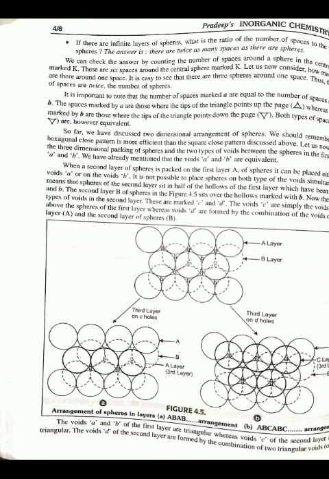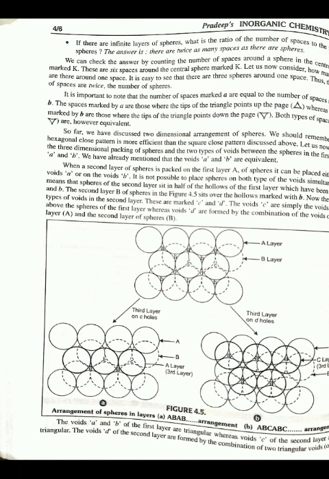If there are infinite layers of spheres, what is the ratio of number of spaces to the number of spheres? The answer is there are twice as many spaces as there are spheres. We can check the answer by counting the number of spaces around a sphere in the center of the figure marked K. There are 6 spaces around the central sphere marked K.